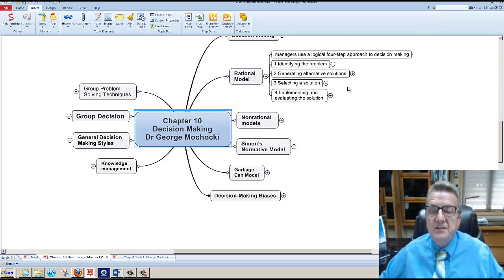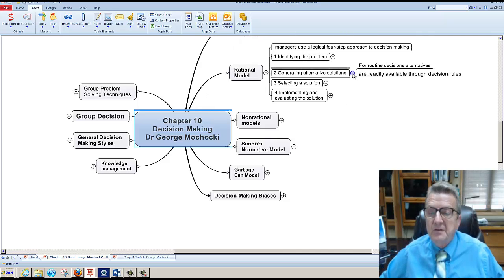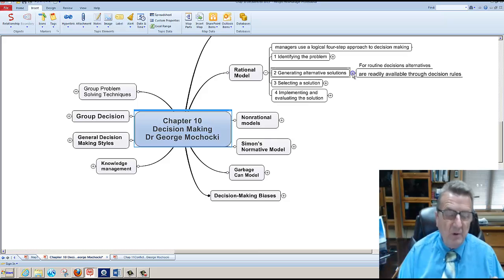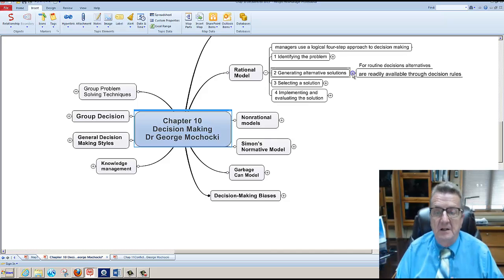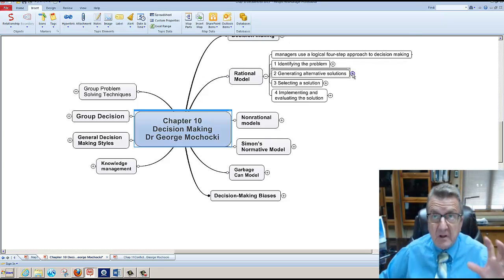Okay. The next thing is generating the alternative solutions. In business, you always have 1, 2, or 3 different alternatives. Your best, your second, and your third. You have to always have 3. Always 3. There's a minimum. You can have more, but 3.